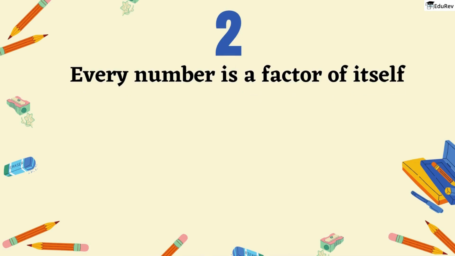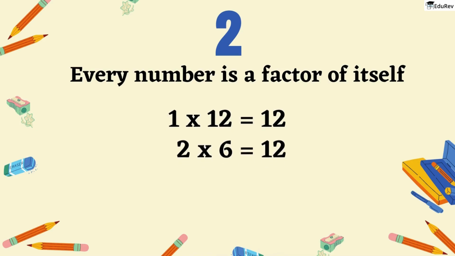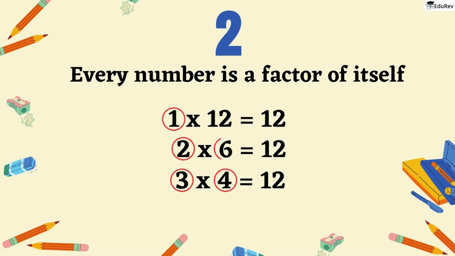Students, do you remember when we were studying factors? Let me take you back. 1 into 12 gives us 12. 2 into 6 also gives us 12. 3 into 4 gives us 12 again. So can you tell me the factors of 12? 1, 2, 3, 4, 6 and 12 are the factors of 12. So 12 is itself a factor.